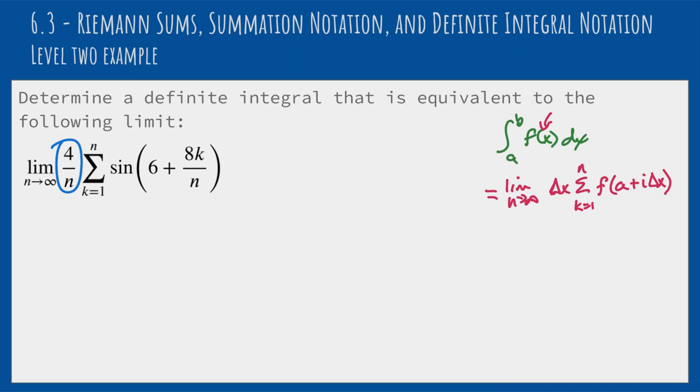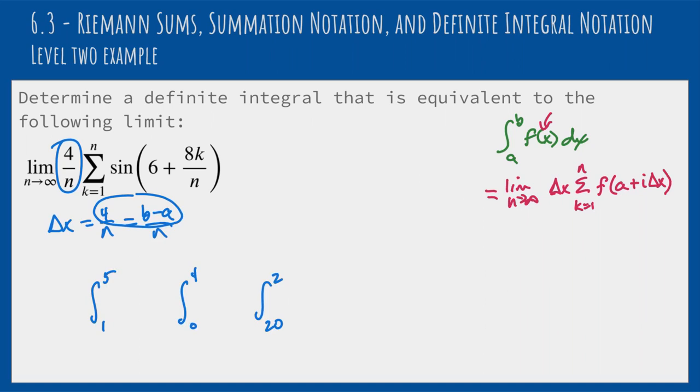So we're going to say that this is delta x. That's going to be 4 over n, which means that b minus a over n is equal to that. And so what that tells me is that the width of the entire interval is going to be 4. So we're going to have an integral that's maybe going from 1 to 5, or from 0 to 4, or from 20 to 24. I don't know what those limits are yet, but I do know that the distance between a and b has to be 4. All right, so that's a pretty good starting point.